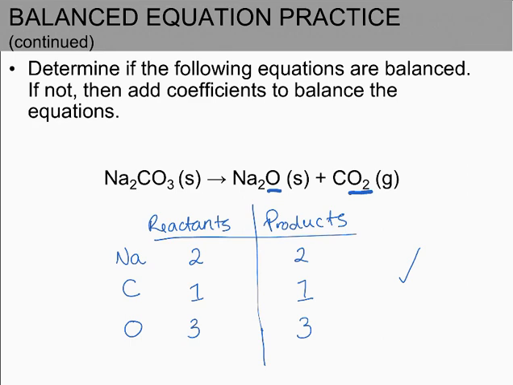Okay, so in this reaction, we start with just 1 reactant, and it's actually what we call decomposing into 2 products. So we've got sodium oxide and carbon dioxide as the products.